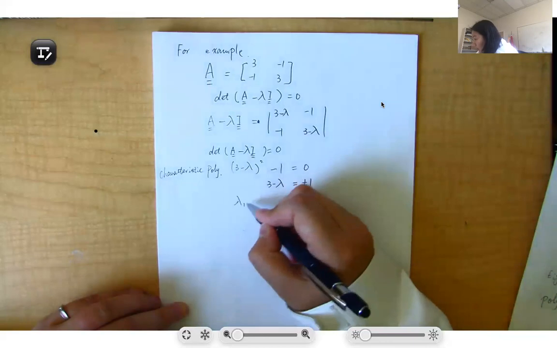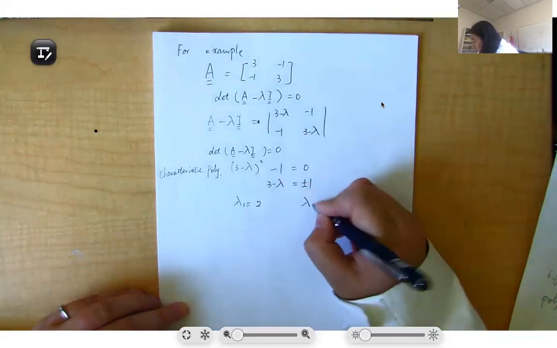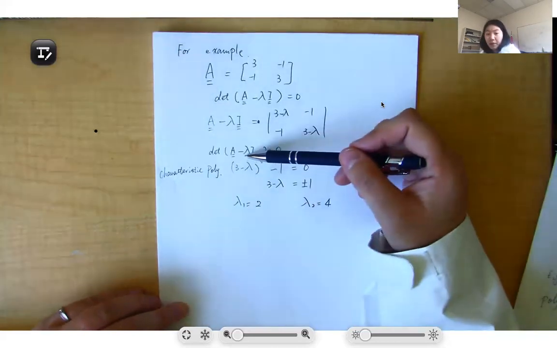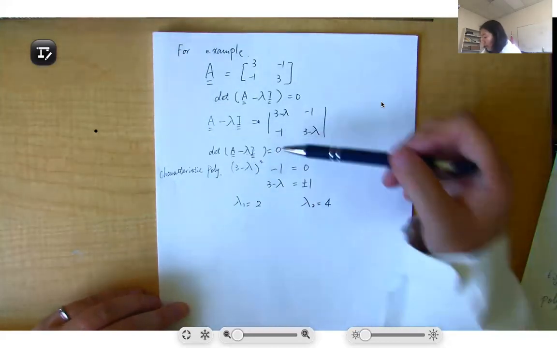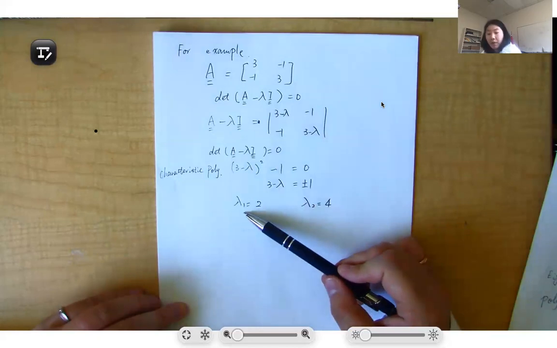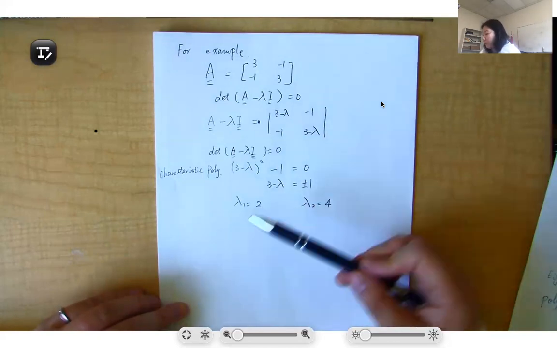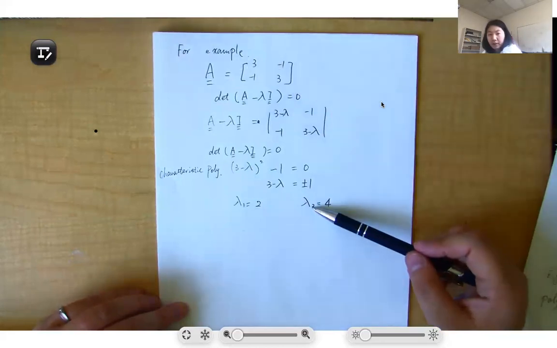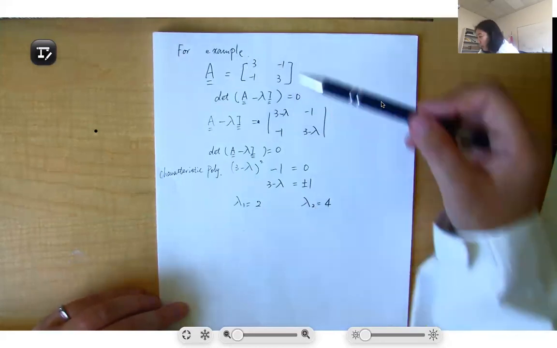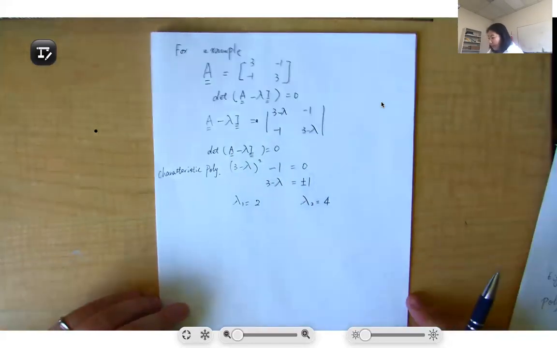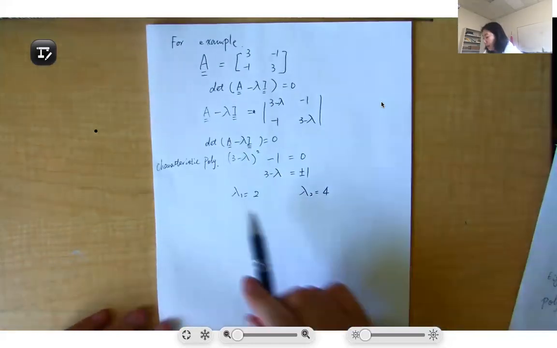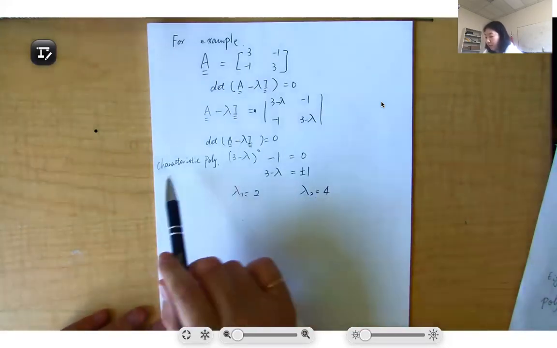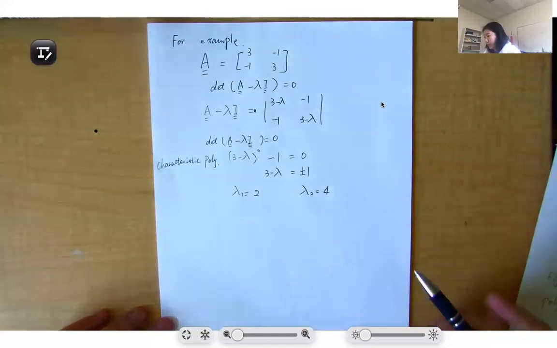Lambda 1 will be equal to 2. Lambda 2 will be equal to 4. So that the determinant of A minus lambda I equals 0. This lambda 1 equals 2 is one of the eigenvalues of the system A. Lambda 2 equals 4 is another eigenvalue of the system A. Okay, so we already have these eigenvalues, which are the roots of the characteristic polynomial. How do we get the eigenvectors?